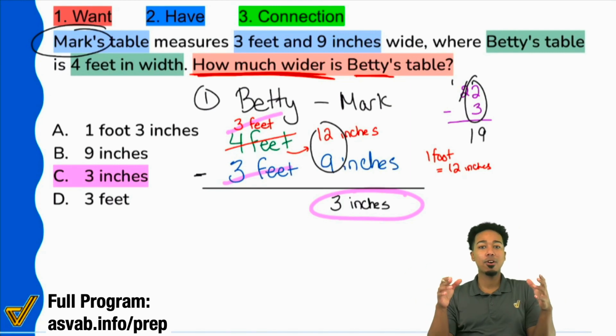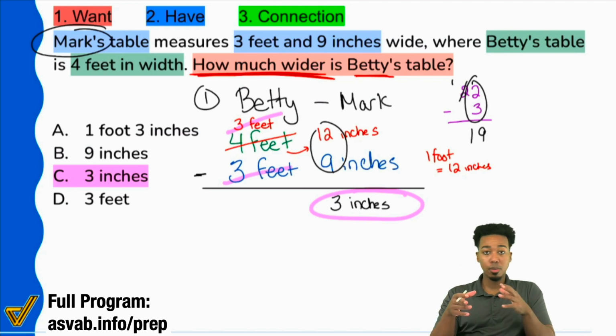And so again, my ASVAB party people, the idea behind this is that you need to be able to handle all types of numbers in all different ways.